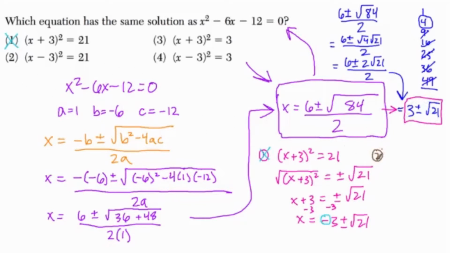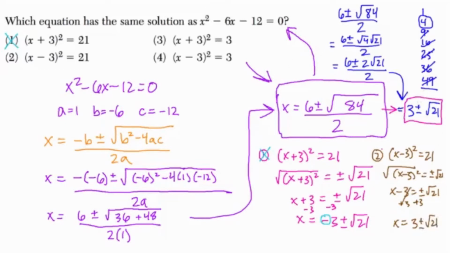We'll have (x − 3)² = 21. Again, we'll take the square root of both sides and the plus or minus square root of the other side. The square and the square root cancel out, and we get x − 3 = ± √21. Then in this case, we'll add 3 to both sides, and I'll put the 3 in front. That gives us x = 3 ± √21. Boom, look at that.